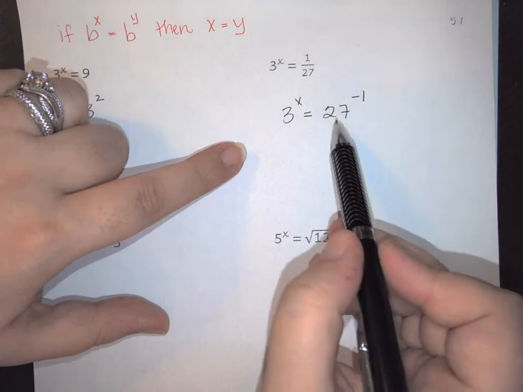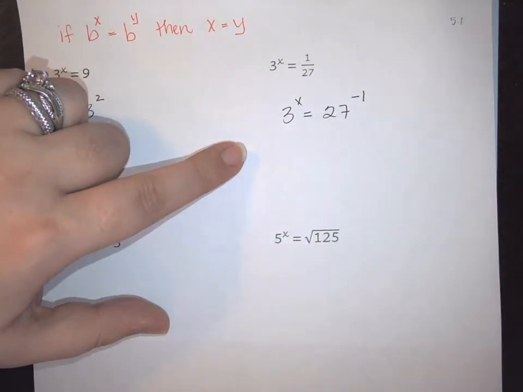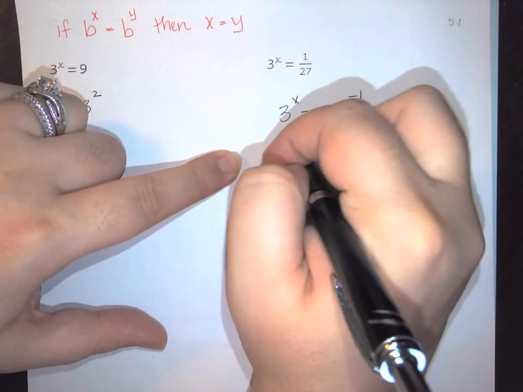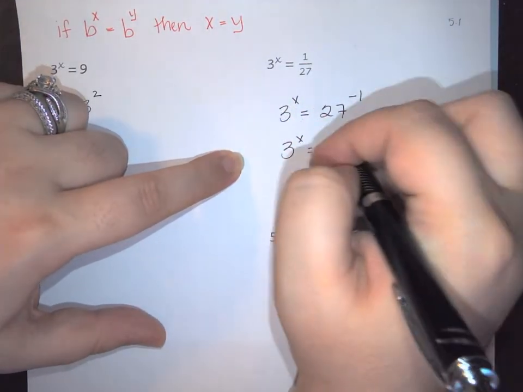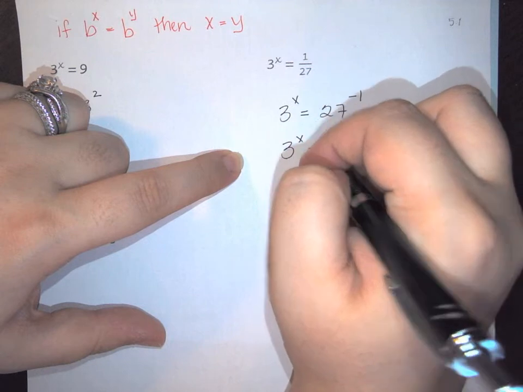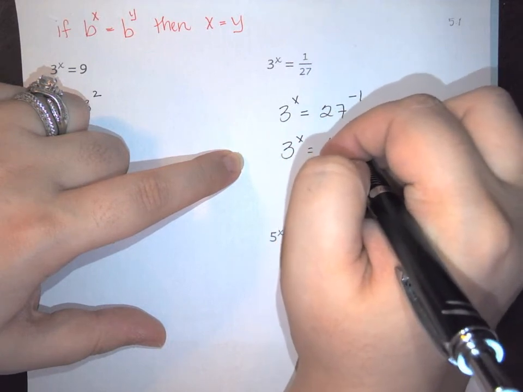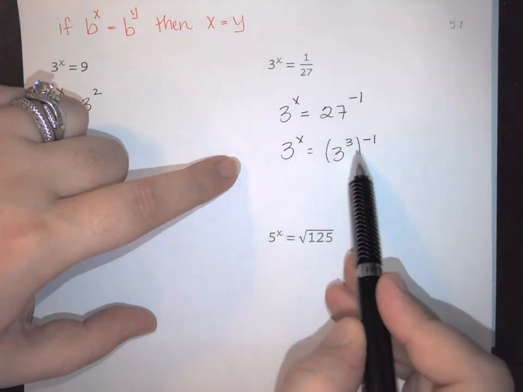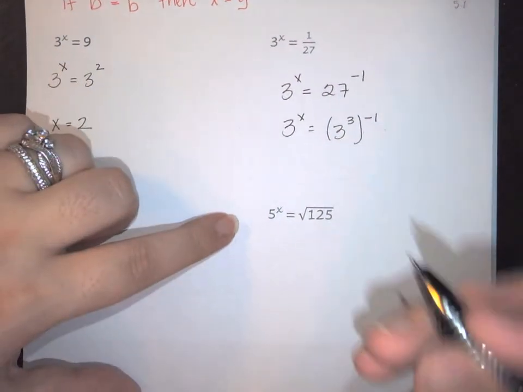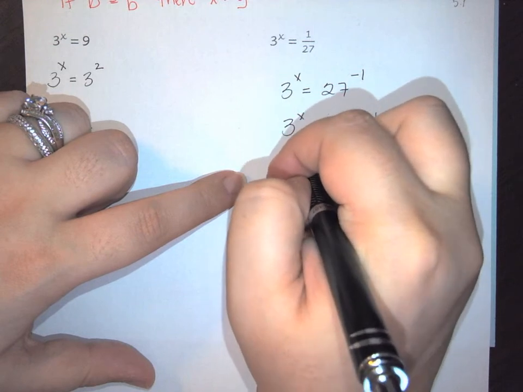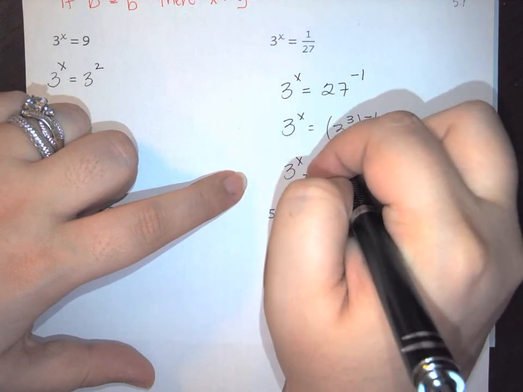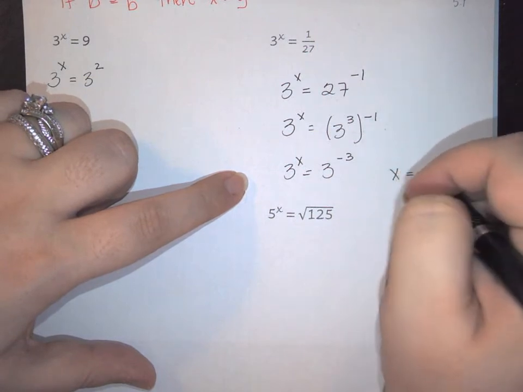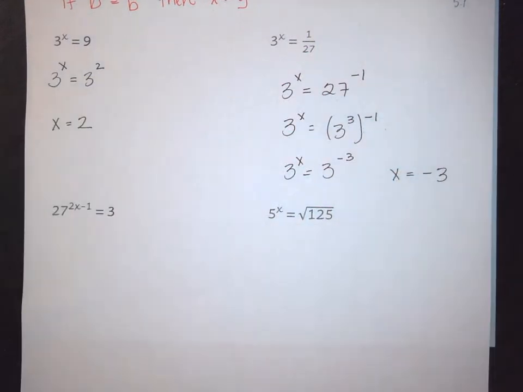Now I want to look at, can I change 27 into 3? Well, in this case, I can. So I still have my 3 to the x. But 27 is the same as 3 to the third, but then we've got this negative 1 out here. Power to a power says you multiply your powers. So here we're going to have 3 to the x is equal to 3 to the negative 3. Therefore, applying our rule, we know that x is equal to negative 3.